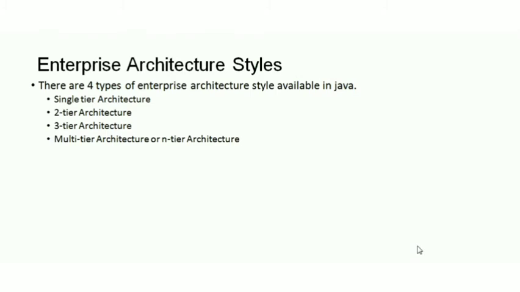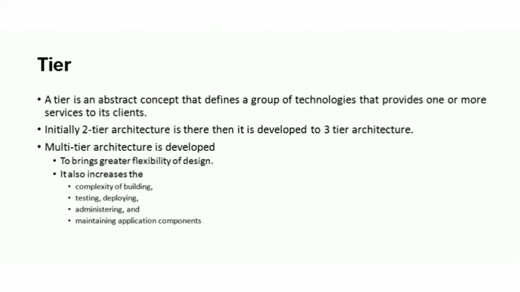First one is single tier architecture, second one is two tier architecture, third one is three tier architecture, and the fourth one is multi tier architecture or n tier architecture. So the first thing we have to learn is: what is a tier? A tier is an abstract concept that defines a group of technologies that provides one or more services to its client. So it defines one type of layer which is combined with the technologies to provide the services to its client.